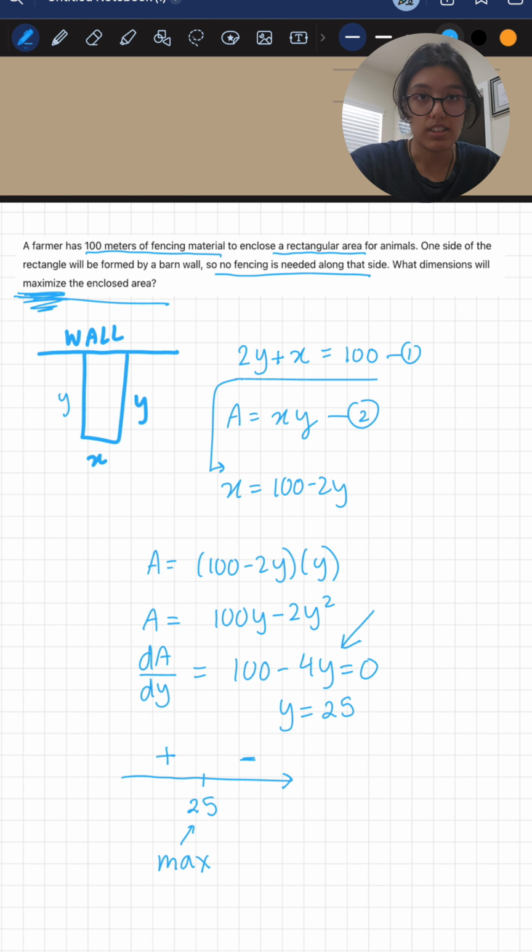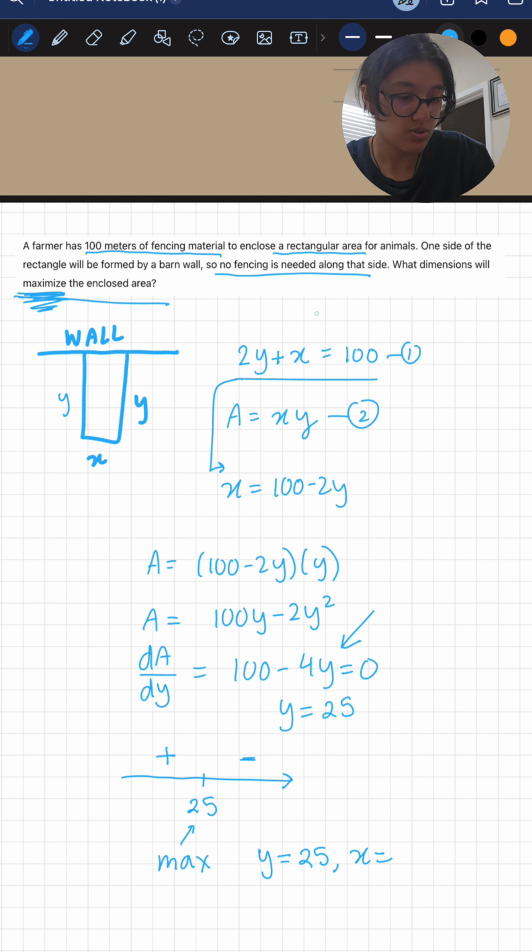We have to maximize the enclosed area. So in this case, we get y is equal to 25, and x, we just replace it in here. We get x then is equal to 50.